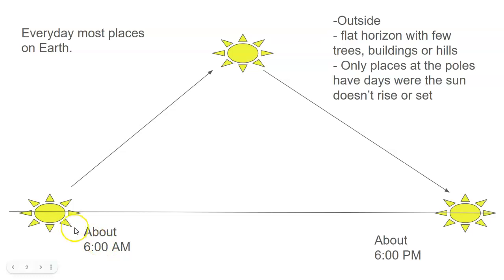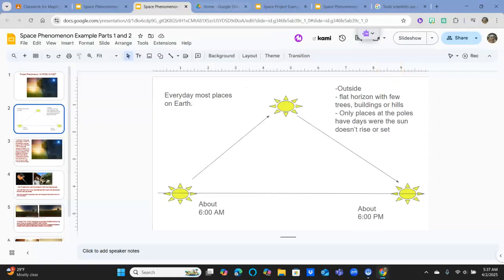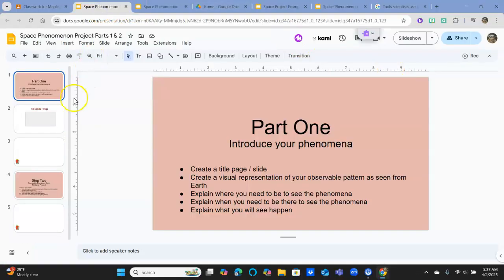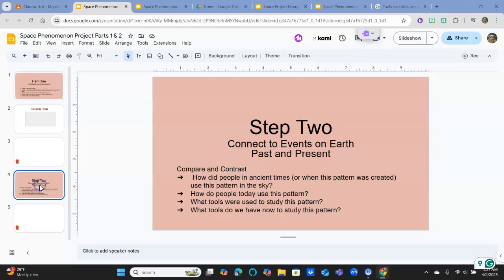I'm showing the time, okay? So mine is sunrise and sunset. Nobody has that, right? About 6 a.m., about 6 p.m., every day in most places. Only places at the poles have days where the sun doesn't rise or set. You need to be outside. You should be at a flat horizon with few trees, buildings, or hills. Okay, that is my slide to do this part.